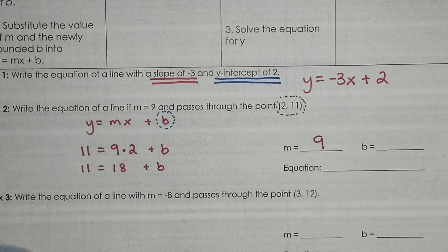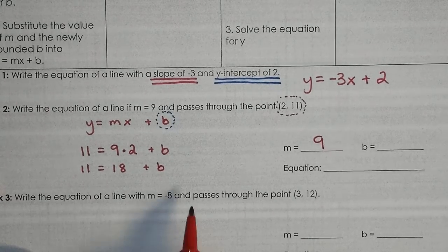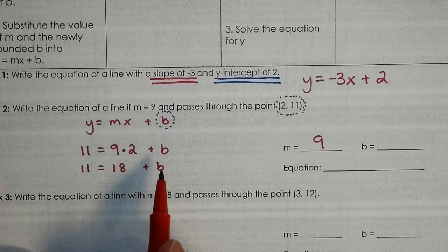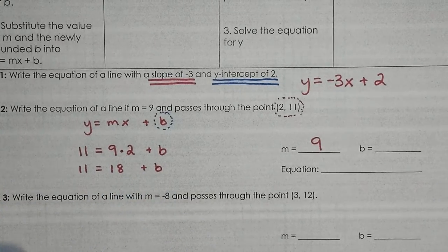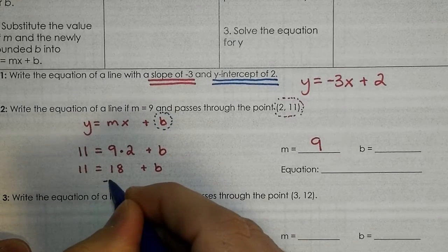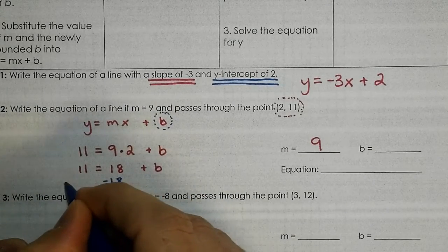This is a one-step equation now, right? I've got to get b by itself. What's around the b I need to get rid of? The 18. How do I get rid of that 18? Minus 18. So you're going to minus 18 to both sides.